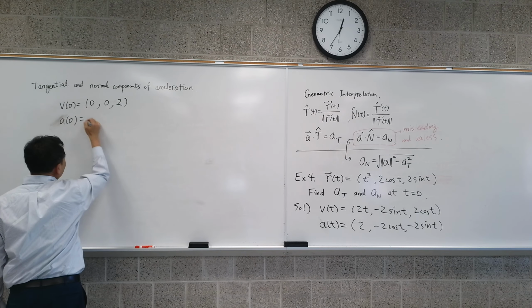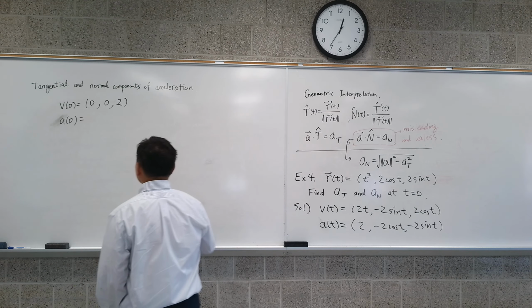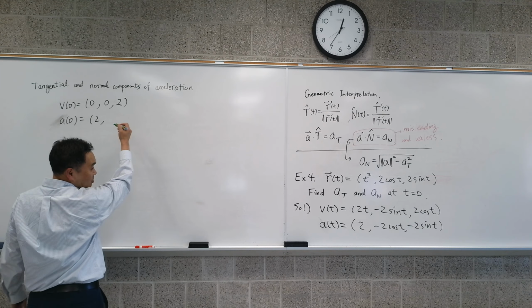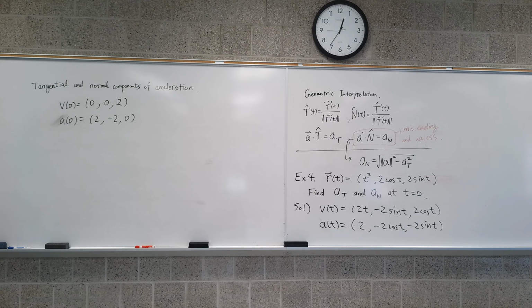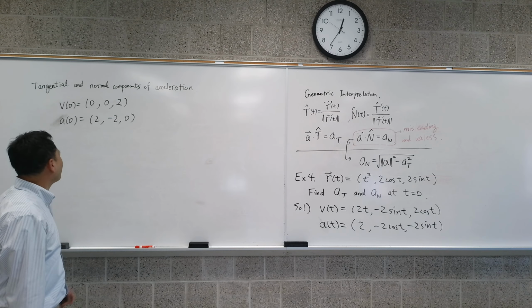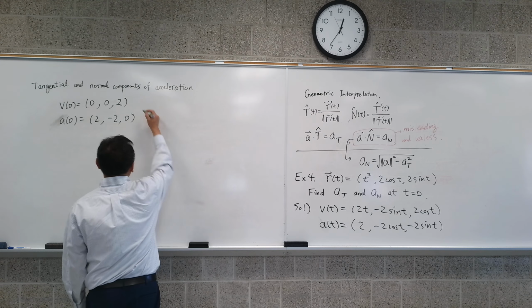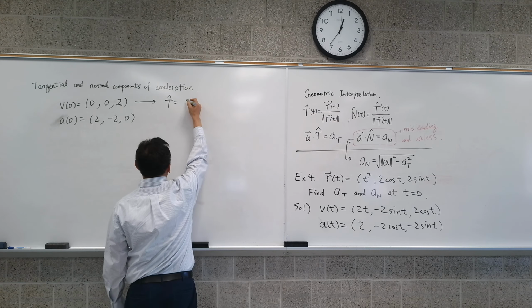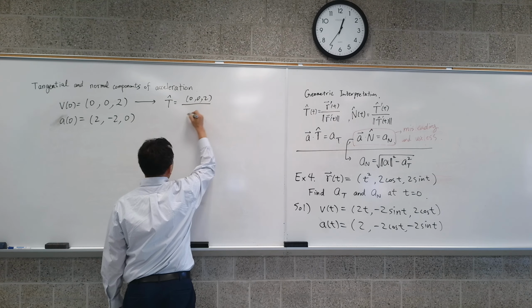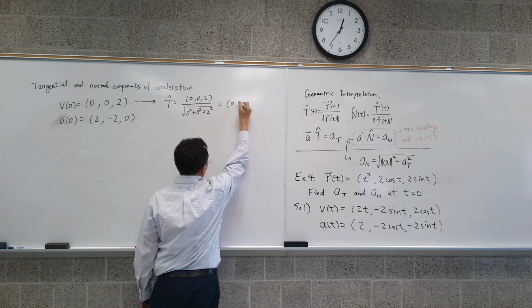And then you plug in 0 to get the velocity at 0, and then 2, negative 2 is 0. This is the velocity. How many points would that one be? Or, no, all you did was plug in 0, so 3 out of 10. Now from here you say T hat is V over its magnitude, so it's 0, 0, 2 over square root of 0 squared plus 0 squared plus 2 squared, and that just gives you 0, 0, 1.